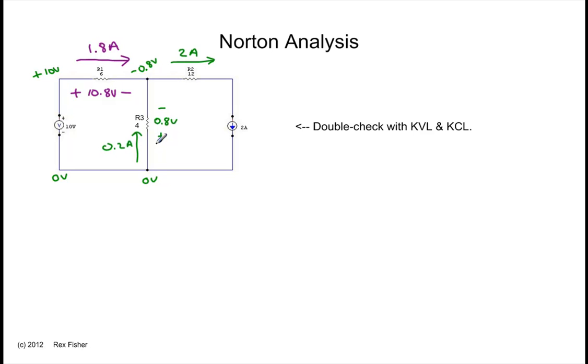This causes a voltage drop in this direction of 0.8 volts. As we go around the loop this way, we go from 0 to 10, we drop 10.8 to minus 0.8, and then we increase 0.8 back to 0. Since it satisfies Kirchhoff's voltage law and Kirchhoff's current law, we can be sure that we got it right.